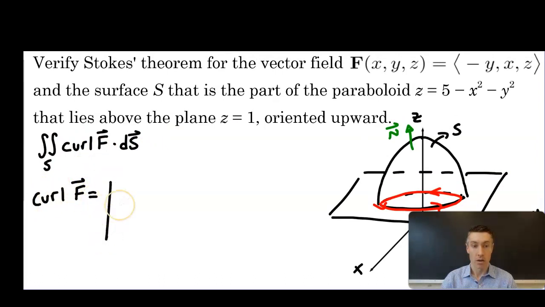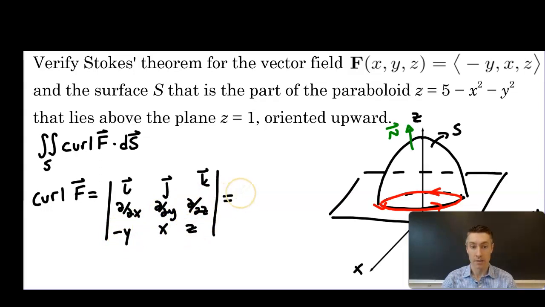Okay, so computing the curl, we set up our matrix: partial with respect to x, y, and z, then −y, x, and z. Now if we go through the procedure of finding that cross product, we're going to get (0, 0, 2). I'm not going to walk us through that. I think we've practiced this enough, and I would encourage you to try this on your own and see that you get (0, 0, 2).